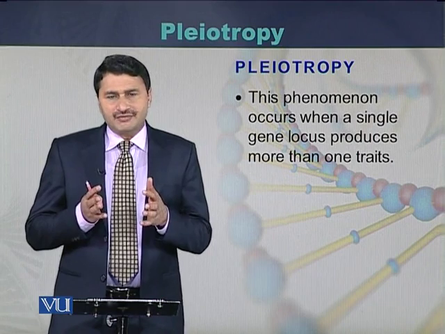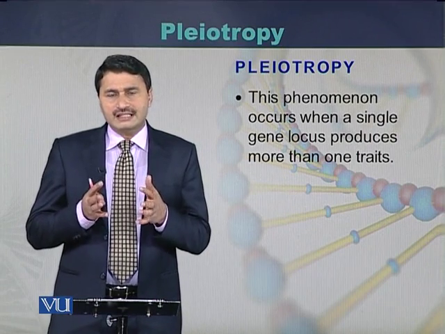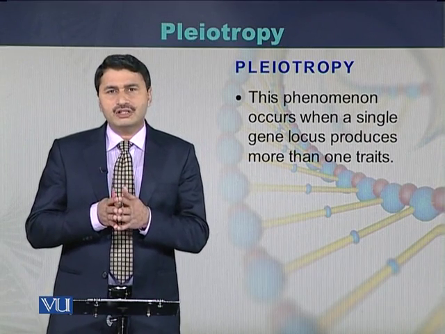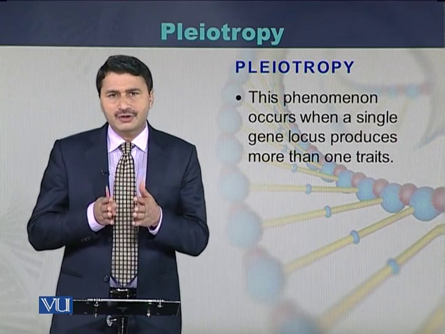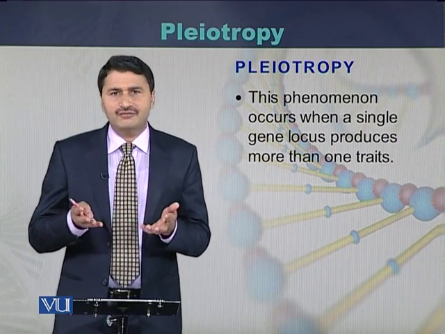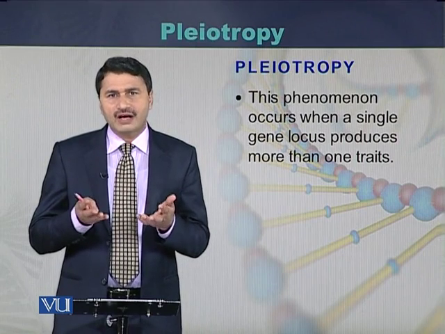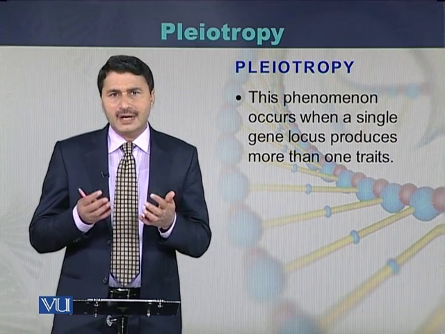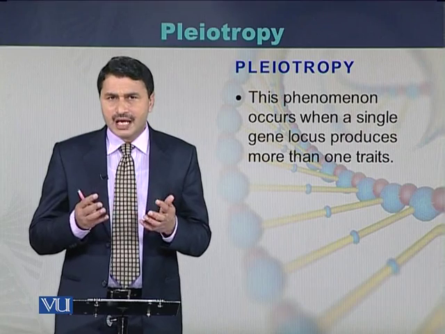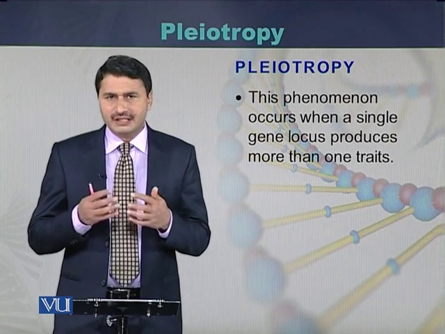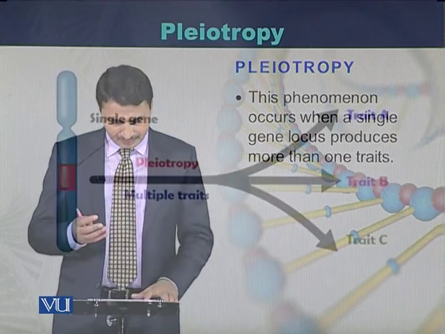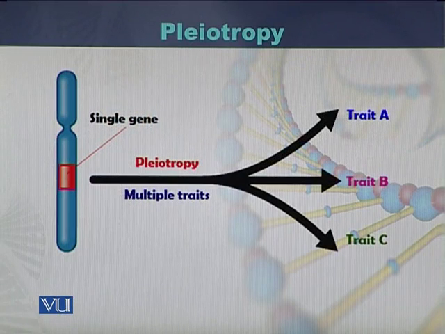Pleiotropy is a phenomenon in which one gene locus or one gene can produce more than one phenotype. If more than one phenotype is produced by a single gene, this phenomenon is called the pleiotropic effect or pleiotropy. Here we can see that there is a single gene. That gene is present on a chromosome, and this gene can produce multiple traits.